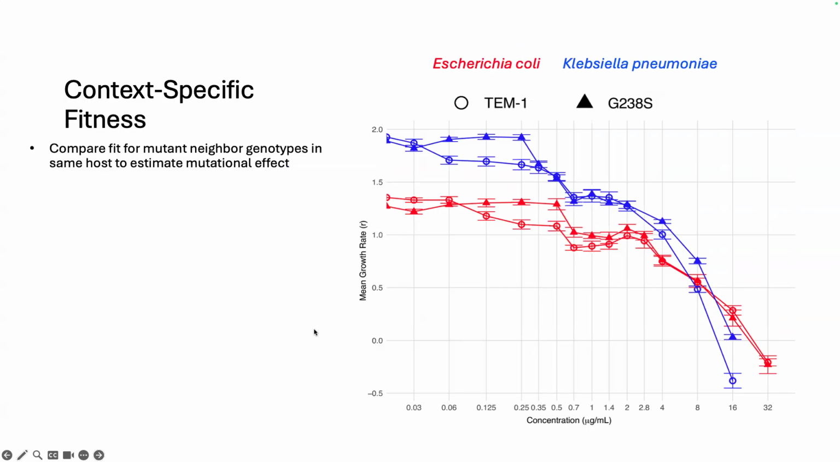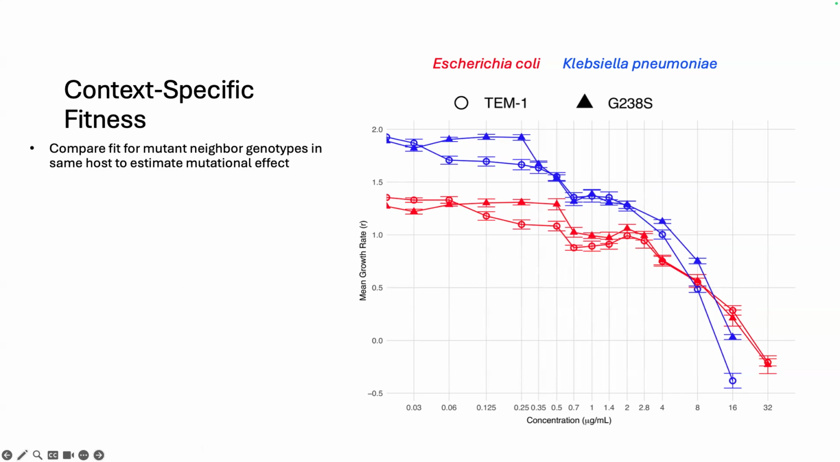Here we're actually comparing the fitness for mutant neighbor genotypes in the same host to now estimate mutational effect. So at each one of these points, again, we're doing E. coli in red, K. pneumo in blue. Now we have two curves corresponding to different genotypes. These genotypes, though, are being competed in the exact same environment. So the growth differences that we're seeing here is G238S outperforming TEM1 in Klebsiella in the same tube.